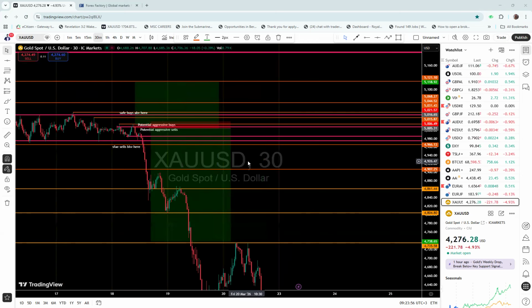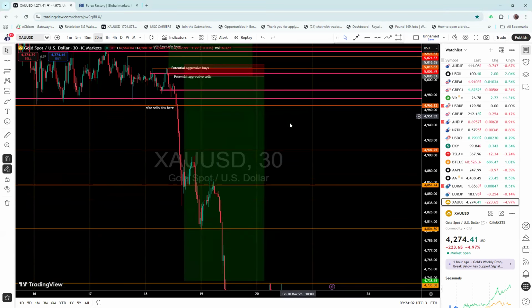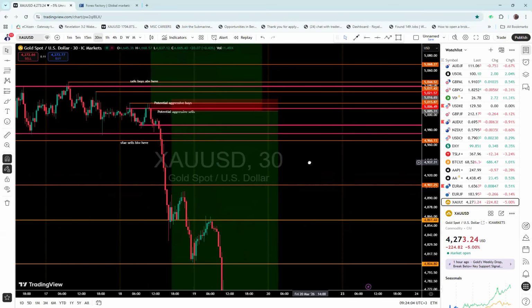This is what we did last Friday. We never bought, but the sales did happen. Really nice sale, right? Over here we're saying it's aggressive sales. We were supposed to enter without waiting for the candle to close. And it went all the way down to this point, then made a high and all that stuff. But safe sales will be down here.